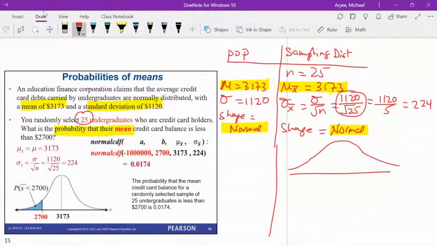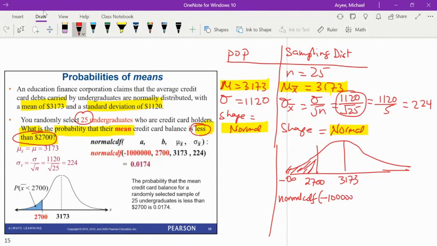I can confidently draw a beautiful bell curve, right? And then put a mean in the middle, 3173. Now they said find the probability that it is less than 2700. So I would put the 2700 over here, and I'm going to shade this side. So this is from negative infinity to this number. So I would say normal CDF from negative 1 million to 2700.